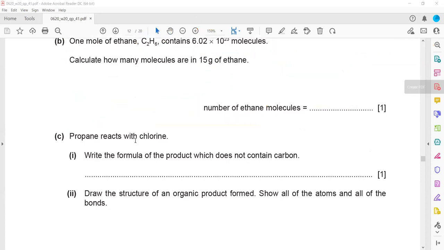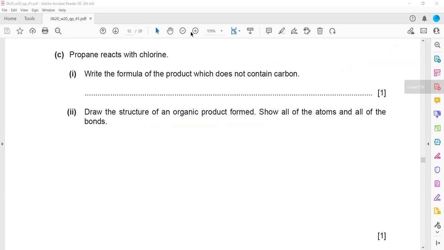So the next part, in which propane reacts with chlorine, write a formula for a product that does not contain carbon. Remember, whenever alkane reacts with chlorine, it's a substitution reaction. What will be the formula for propane? Prop means 3 carbon, and because it's ane, the number of hydrogen will be twice plus 2. So 3 multiplied by 2 is 6, plus 2, 8. So C3H8 is the molecular formula.